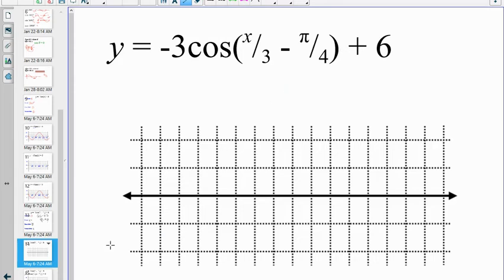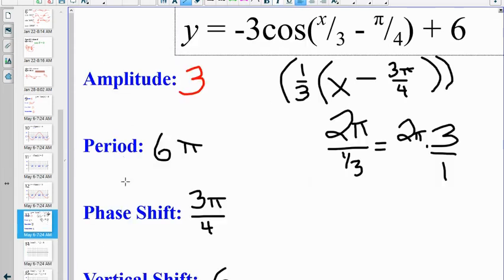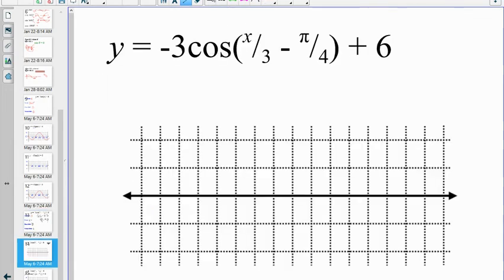But the way that I'm going to think about this is I have a period of 6 pi. It's a pretty big chunk. My phase shift is to the right by 3 pi over 4, which means I am going to put my vertical axis way over here on the left side. I will do my usual counting off by, well, I guess I don't know yet. I haven't figured that out. But when I get to the fourth one, that is going to represent my period of 6 pi.